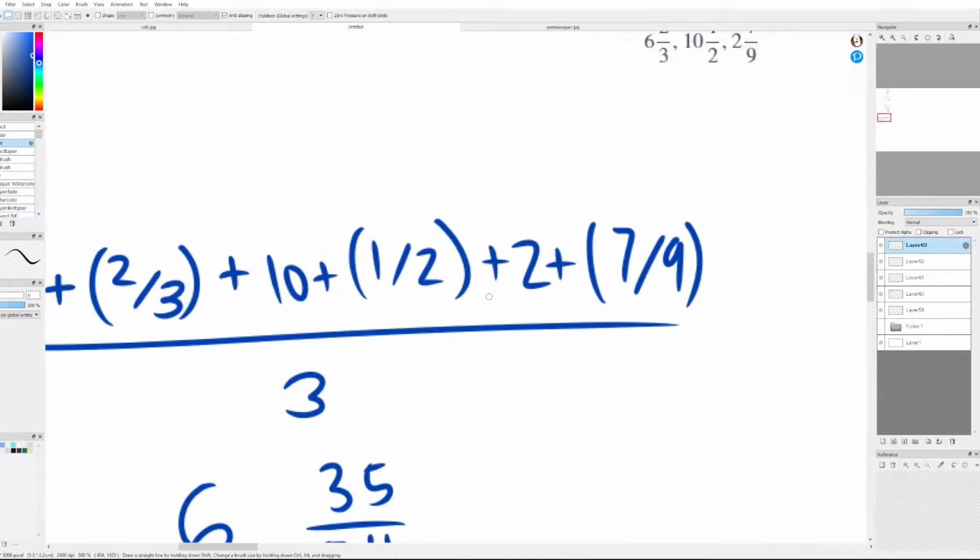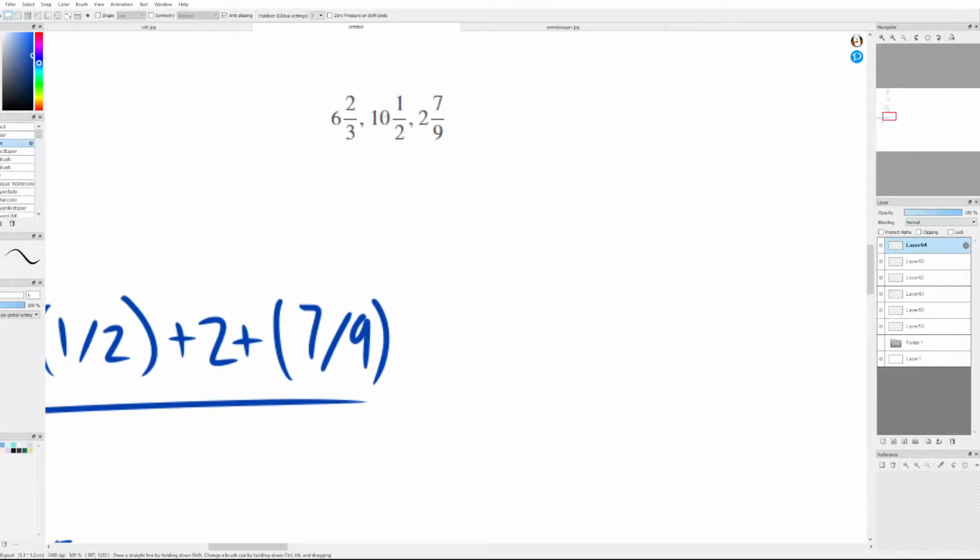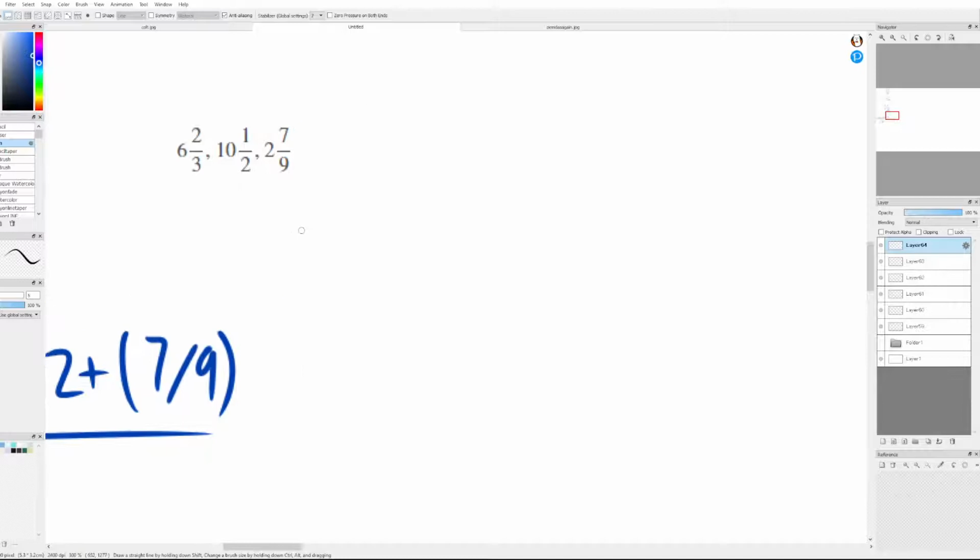Even if it is a bit tedious. So the first thing that we're going to want to do is turn these all into improper fractions.